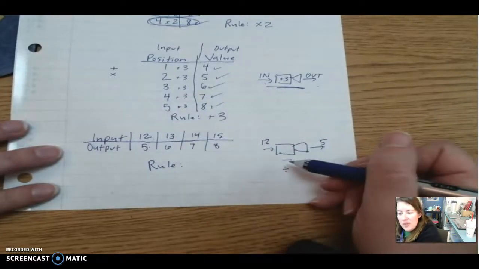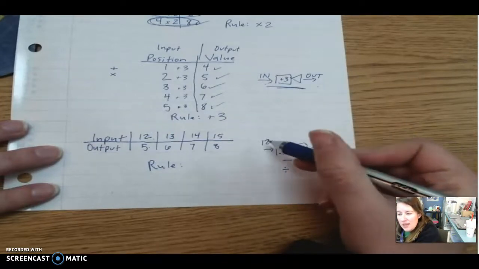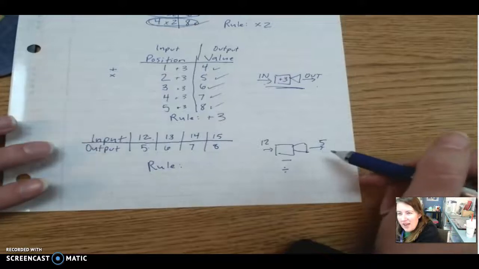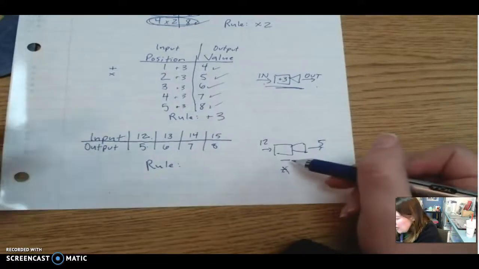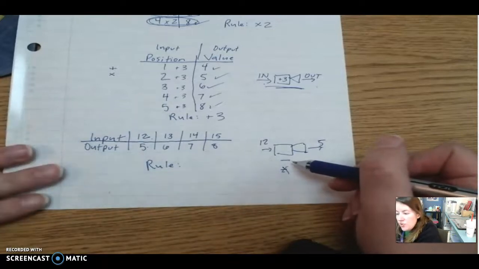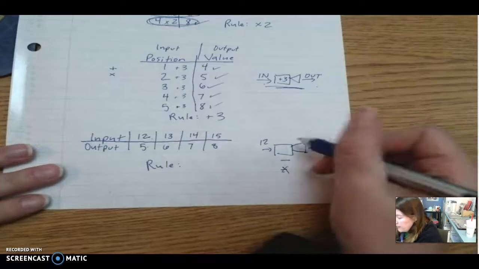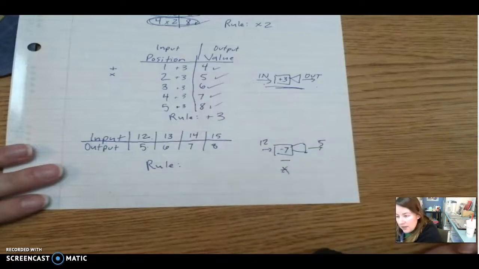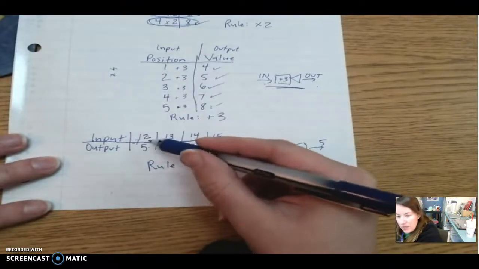Well, it could be subtracting by something. Could it be dividing by something? Does 12 divide into 5 equally? It doesn't, so it's probably not going to be division, but it can subtract. So 12 minus what gives us 5? 12 minus 7 gives us 5. So let's check that for each one.